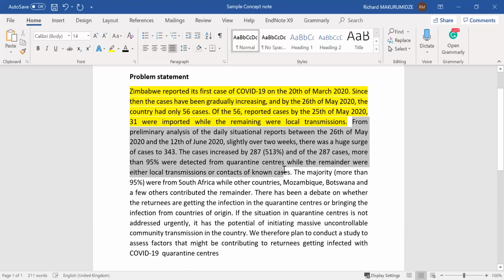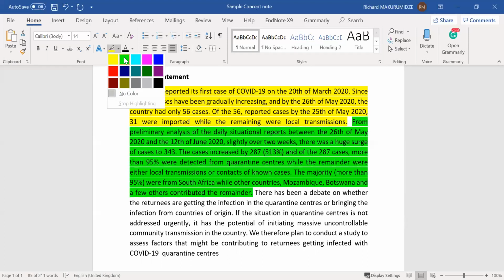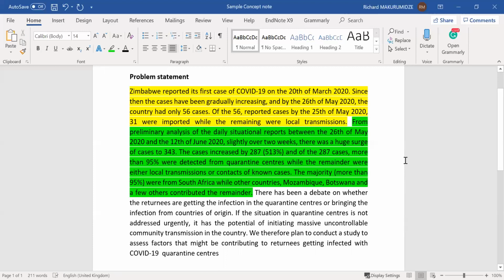This is where I am describing my problem. This is my problem. The next section which I'm highlighting now. That's the problem. What is my problem?